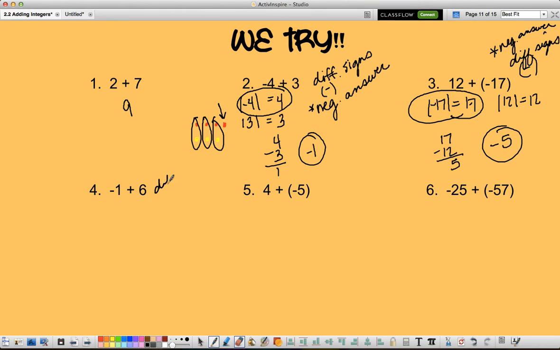All right, so different signs tells me I should subtract. Negative 1 has an absolute value of 1. 6 has an absolute value of 6. So my answer should be positive. I know I'm subtracting my absolute values and I get 5. So my answer is positive 5.